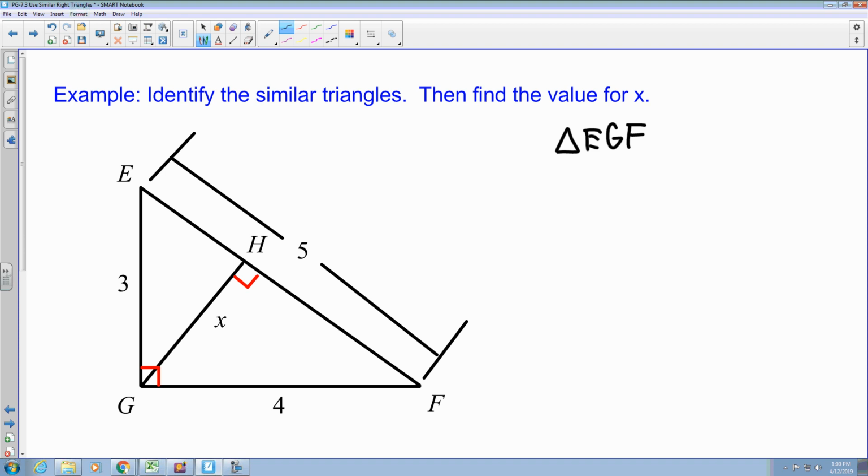And so I can say that this is going to be similar to triangle, let's see here, E and G were the short leg. So let's just look at this triangle here first. The short leg is EH, so I'm going to say triangle EHG. So that is my first similarity statement. The next one is triangle EGF.